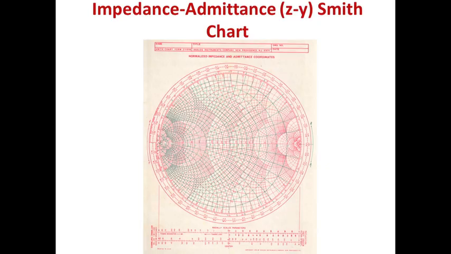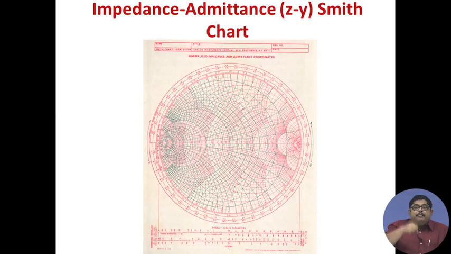So, here you can always go to any point, because any point you can read in terms of the red ones or green ones. Any point you have located, let us say in the y plane, that means you have located in terms of green values, then the same you can read in terms of red, and that will be the impedance. That is the beauty. This is called the impedance admittance Smith chart.